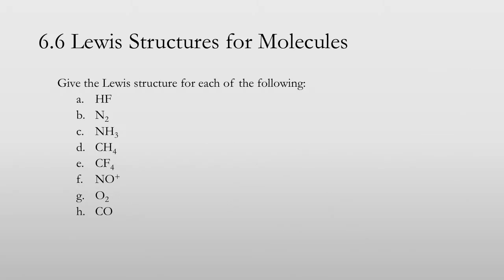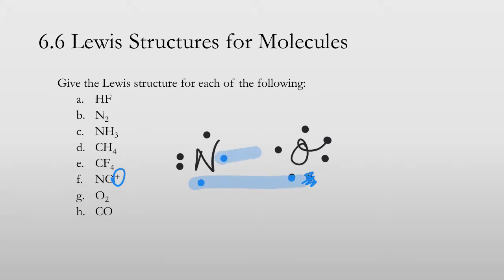All right, the next one is NO+. So nitrogen has 5 electrons. It's in group 5. Oxygen has 6 because it's in group 6. And I'm going to put those in like this. So we have 1, 2, 3, 4, 5 on the nitrogen. 1, 2, 3, 4, let's say 5 and 6 on the oxygen. But this has a plus charge, and so because of that, I'm going to just eliminate that dot there. And so we have 1, 2, and 3 bonds. So NO+, nitrogen monoxide, is going to be a triple bond with a lone pair on each atom.